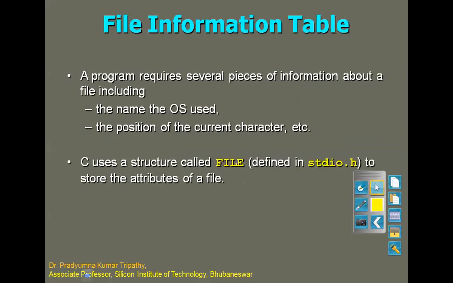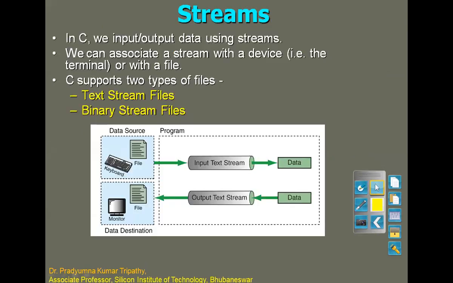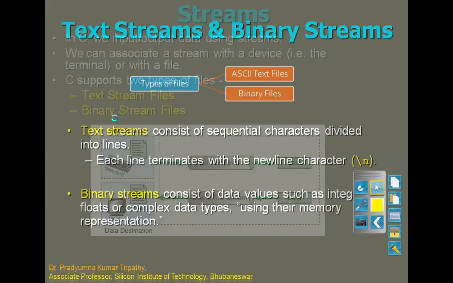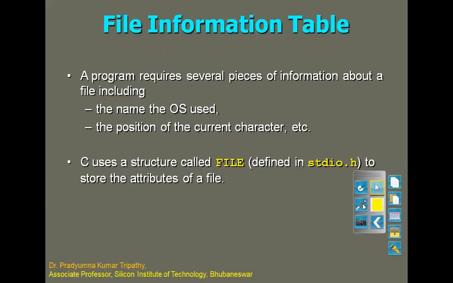So the file information that is required for a file is the name of the particular file that the operating system uses, and the position of the current character. The name matters because different operating systems have different ways of naming a file. For Windows, there is a particular way of naming the file, whereas in Linux it may be some other way. So the name of the file as used by the operating system, and the position of the current character.